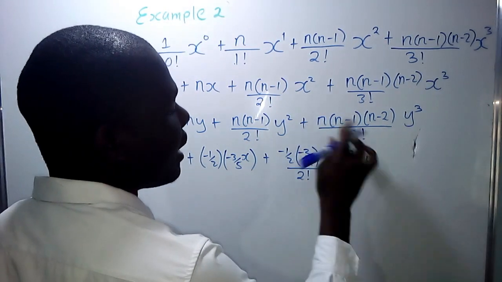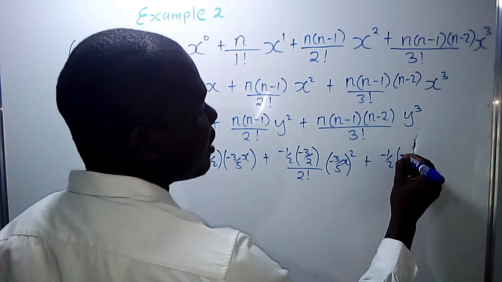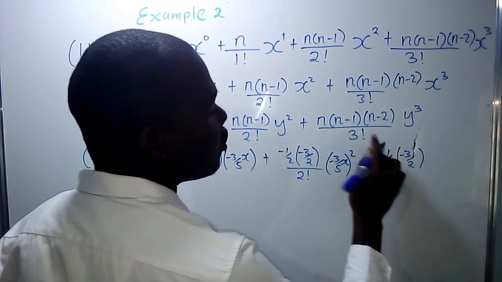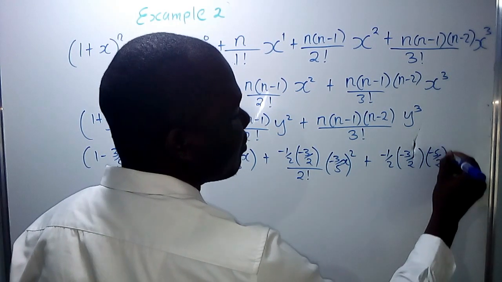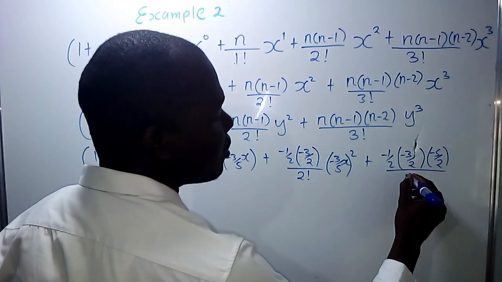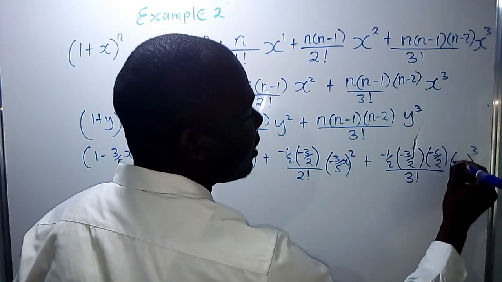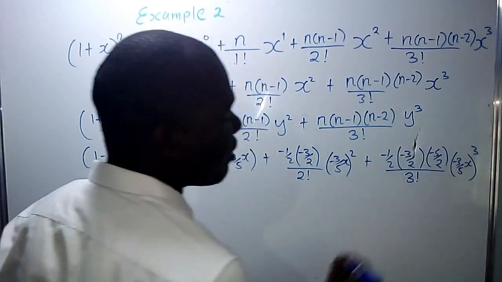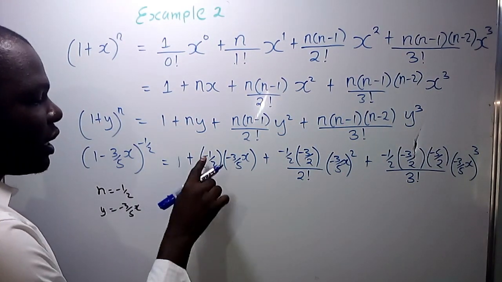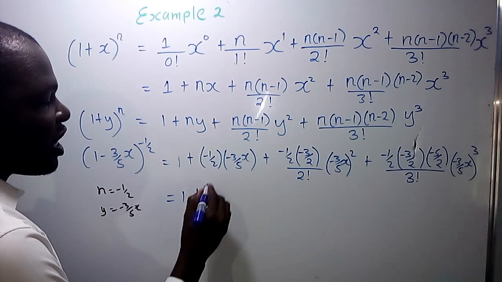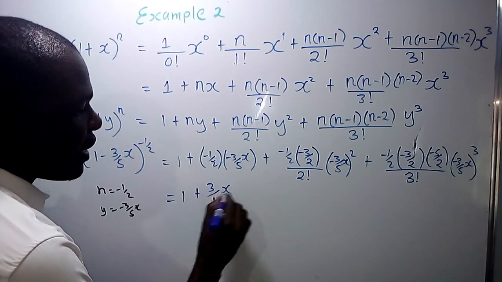Then plus n is negative half, n minus 1, negative half minus 1, negative 3 over 2, negative half minus 2, negative 5 over 2, then it is over 3 factorial, then our y is raised to power 3 and y is negative 3 over 5x. Then we simplify. So here we have 1, negative into negative is positive, so that is plus a half times 3 over 5 is 3 over 10x.